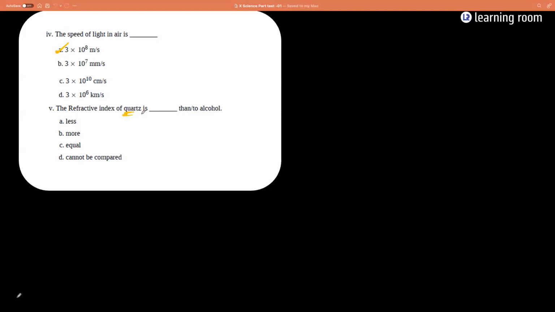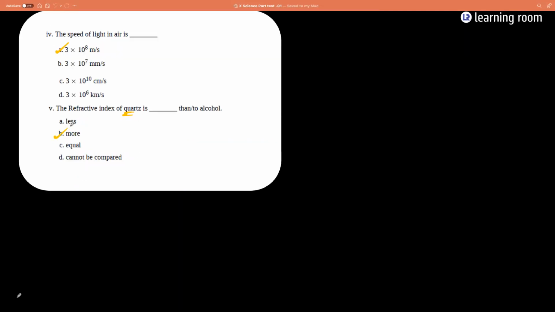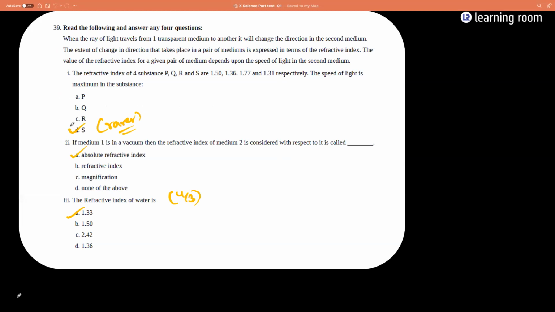The refractive index of quartz. I didn't attend that question. It was no problem. Any 4, no. Anyways, the answer is more. This has something to do with remembering the value. So it is actually more than that of alcohol. Right. So I think we are done, no?